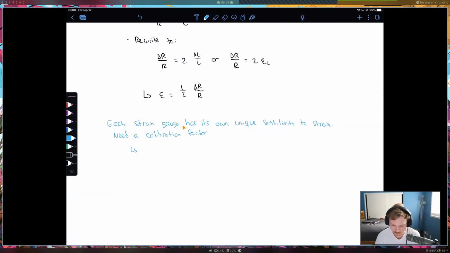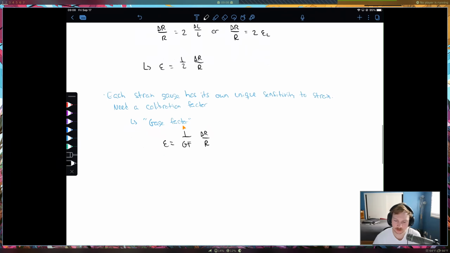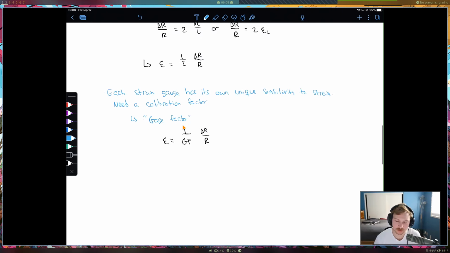So again, this calibration factor is called a gauge factor. We can rewrite our formula for strain as epsilon equals 1/GF, with GF just meaning gauge factor, multiplied by the change in resistance over the resistance. And again, this gauge factor is given to us by the manufacturer.